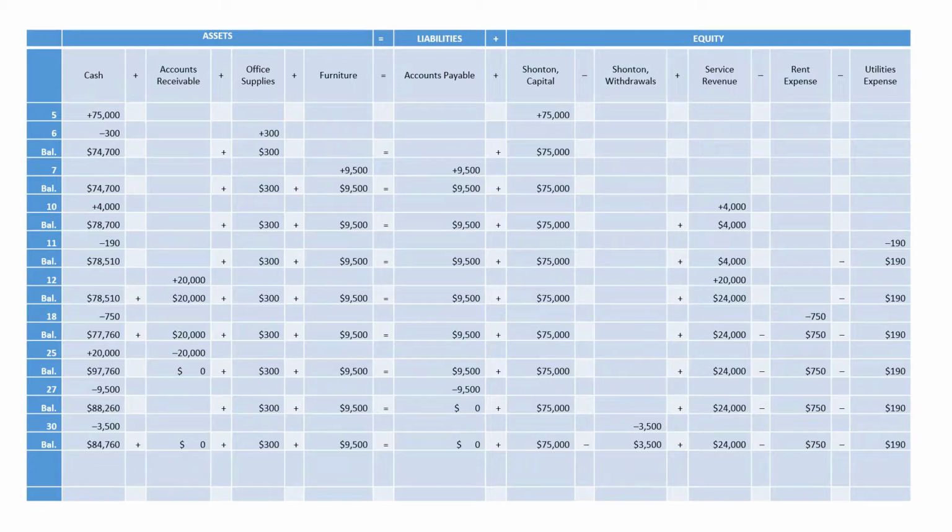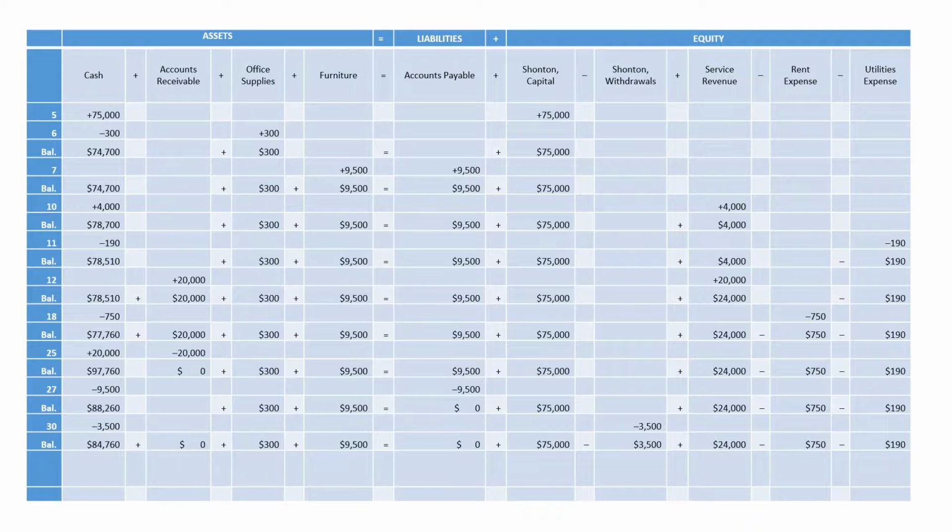The company consulted on the 10th with a tax client and received $4,000 for services rendered. What happened here? The company received cash, so we'll increase the cash column by the dollar amount of $4,000. Why did they get the cash? For services rendered. Sean completed a service, charged the customer $4,000, so increase service revenue $4,000. And then you update your balances.